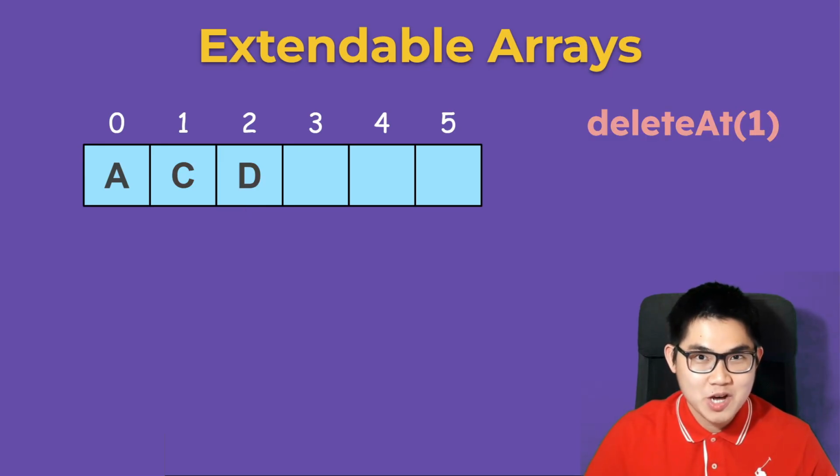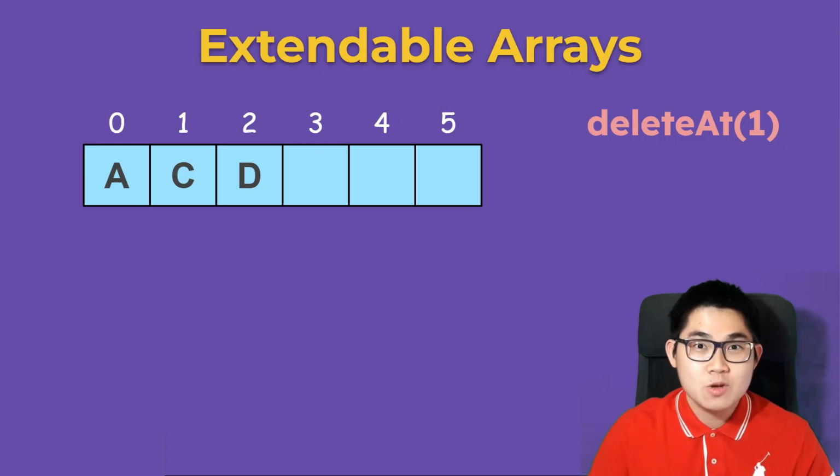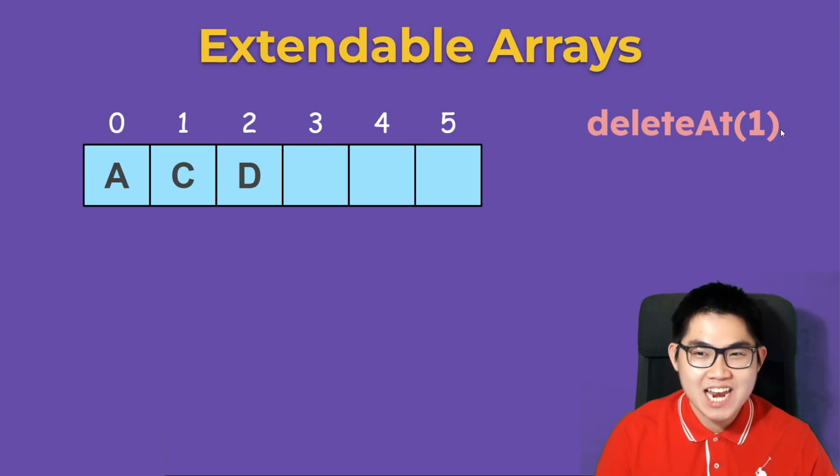This is optional, but it is recommended that you shrink your array when there is too much unused space. If you don't do this, you can have thousands of unused spaces because you keep expanding the array. And if you have many such arrays, it's going to be a waste of system resources. So I'm going to show you how to shrink an extendable array. We're going to delete the element at index 1 again. Here we're going to remove C, and all we need to do is shift D over. As you can see, C is gone.